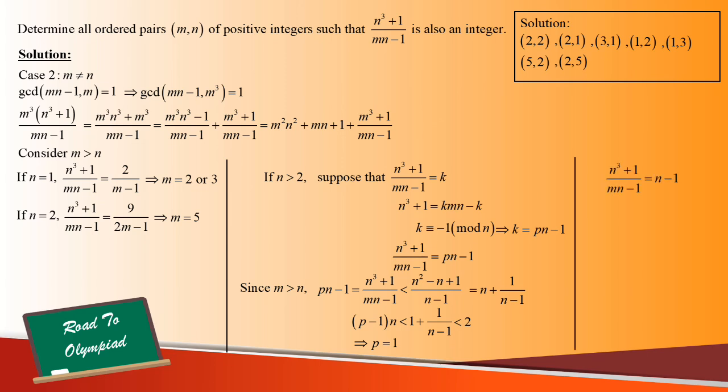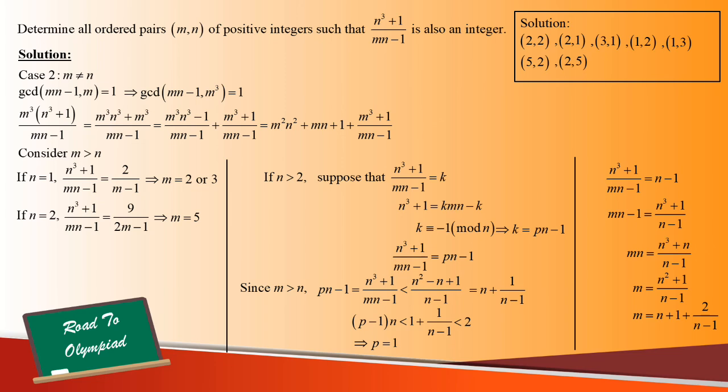Back to the fractions, we now know that n cubed plus 1 over mn minus 1 must be equal to n minus 1 since p is equal to 1, where we can rearrange into this one. Adding 1 on both sides, simplifying the numerator, dividing n from both sides, we have m is equal to n squared plus 1 over n minus 1, where we can simplify the fraction into n plus 1 plus 2 over n minus 1.